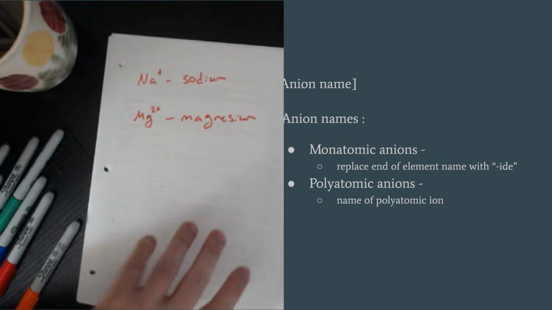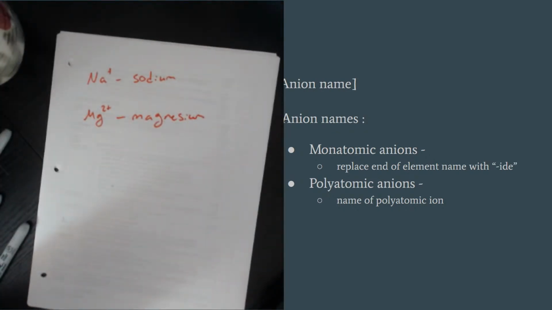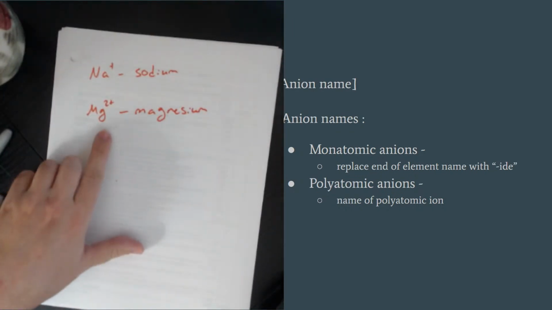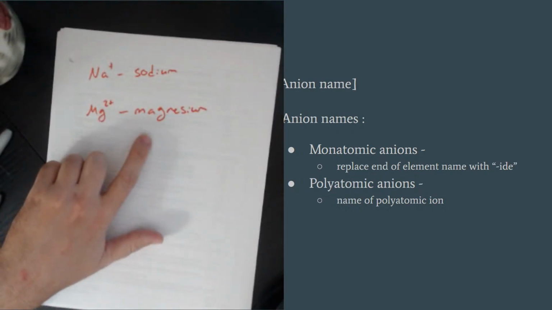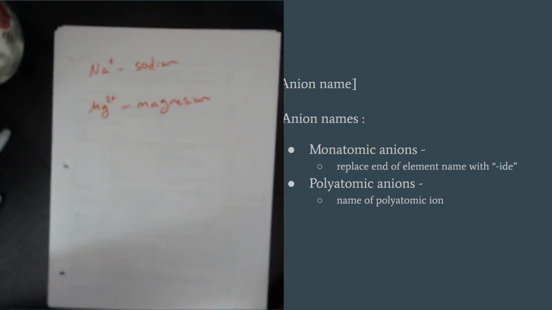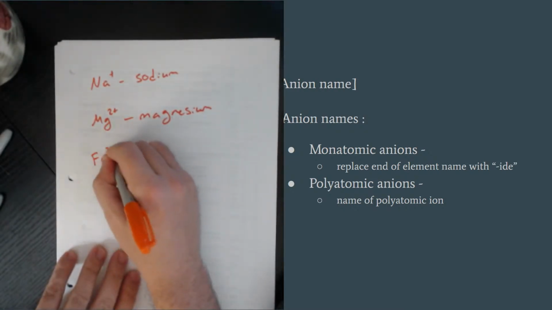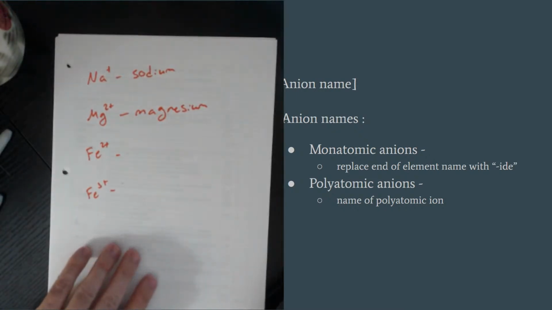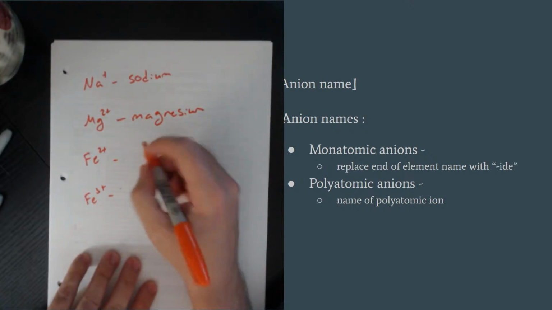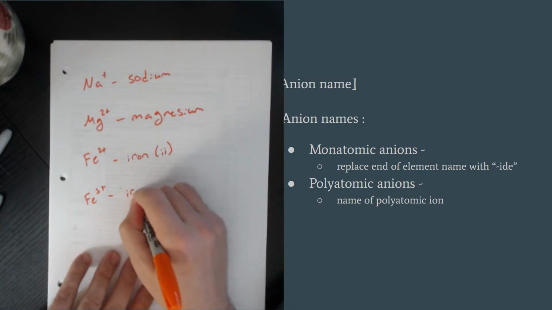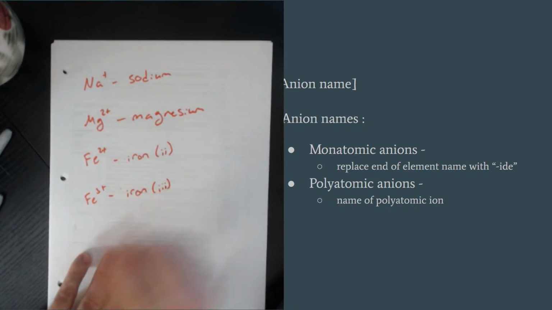Okay, so sodium, because it's univalent, the name of the ion is just sodium. Magnesium only forms the one kind of ion, so it's just magnesium. But iron can form multiple ions. You can have iron 2 plus, or you can have iron 3 plus. So the name of the ion has to include the charge of the ion. So iron 2 plus is iron (ii), iron 3 plus is iron (iii).